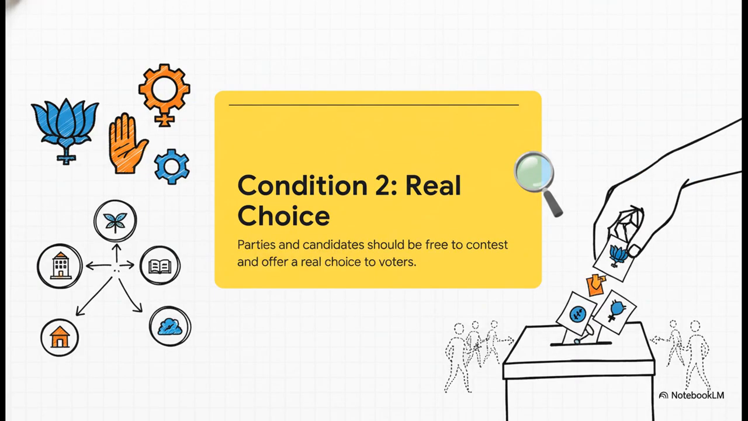Second, for an election to be democratic, there must be a real choice. What's the point of voting if there's only one party to choose from? That's not a choice at all. So there must be different political parties and candidates who are free to compete with each other. This competition gives voters a real choice and also makes parties work harder for the people.